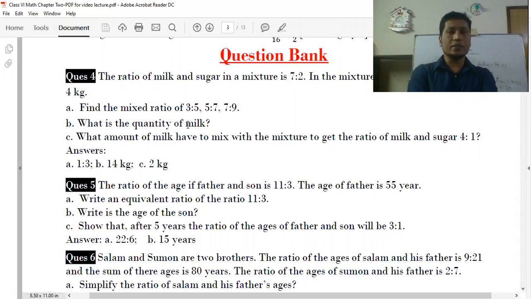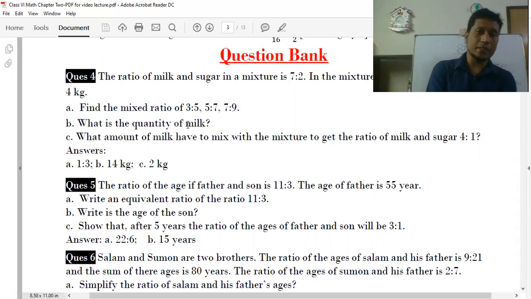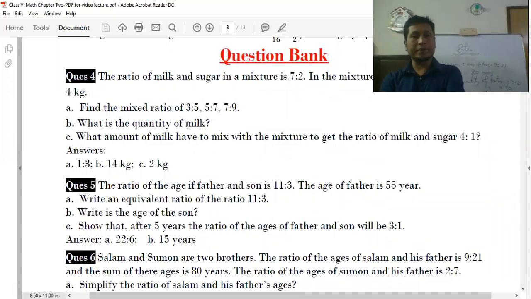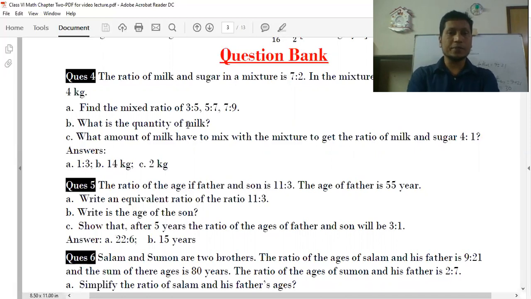The ratio of milk and sugar in a mixture is 7:2. That is, you have made a mixture of milk with sugar, where the milk is 7 part and sugar is 2 part. In this mixture, the quantity of sugar is 4 kg. Part A is to find the mixed ratio of 3:5, 5:7, and 7:9. Very easy. To find the mixed ratio, you have to multiply the antecedents, that is 3 into 5 and 7, and multiply the subsequents 5, 7, and 9. Then you will get the mixed ratio that will give the answer of part A.